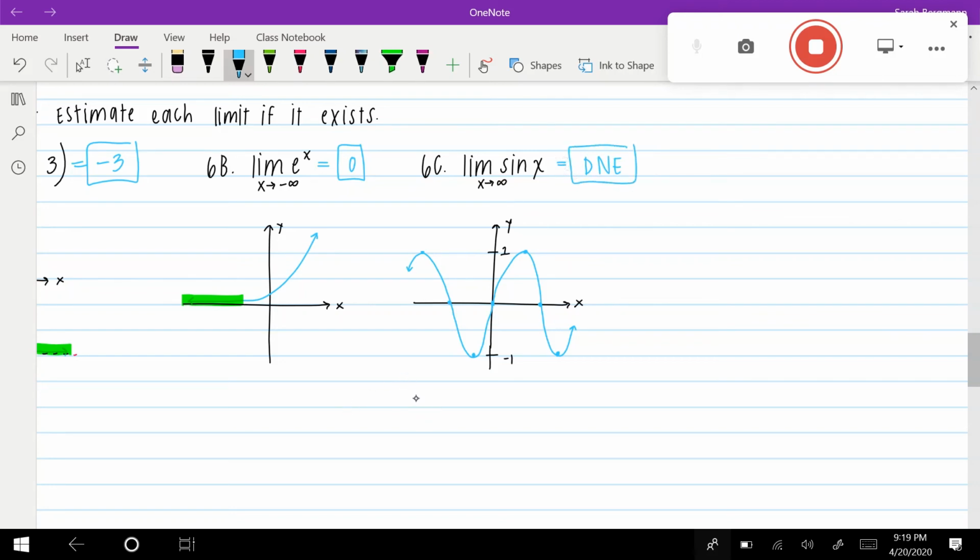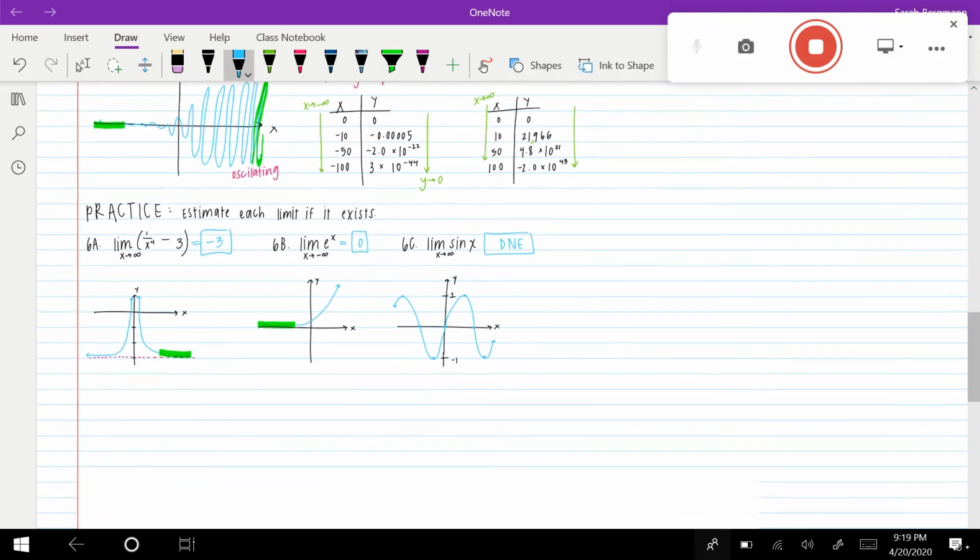I guess you really shouldn't put an equal sign if it does not exist. That doesn't make sense. Equals does not exist. Doesn't make sense. All right, there are your 3 answers for those practice problems. This one, again, since it's bouncing up and down on the right side, that's why it does not exist.